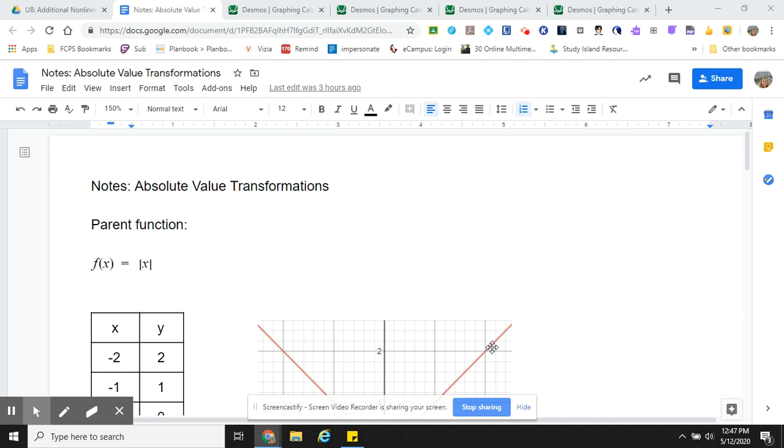Hi guys, today we are going to learn about absolute value transformations. Now we've done transformations before, we did parabolas before. If you recall, when you add a number at the end, it moves it up and down. When you add or subtract a number inside the parentheses, it moves it left and right. When you multiply by a number out front, it's a vertical stretch or vertical shrink. If it's negative, it's a reflection. If you recall all of those things, the same rules are going to apply here.